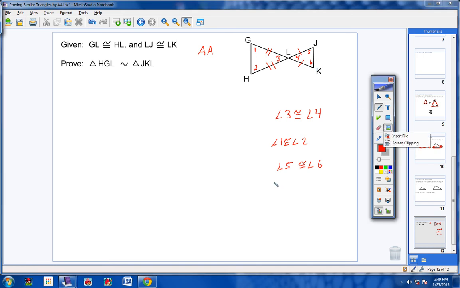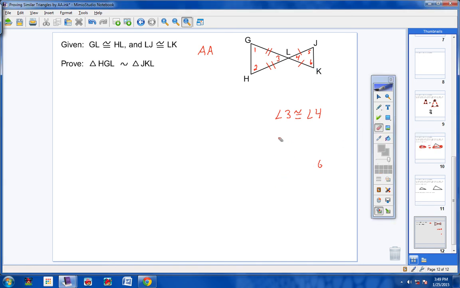One of the reasons we're going to do a paragraph proof is that it's going to be really, really easy compared to a 2-column proof, okay? So here's how you do a paragraph proof, and really, there's a lot more writing involved, but they're a lot easier to get right on a test or a quiz. So here we go. I would start off by putting your given. I would say GL is congruent to HL, and LJ is congruent to LK, because it's given.